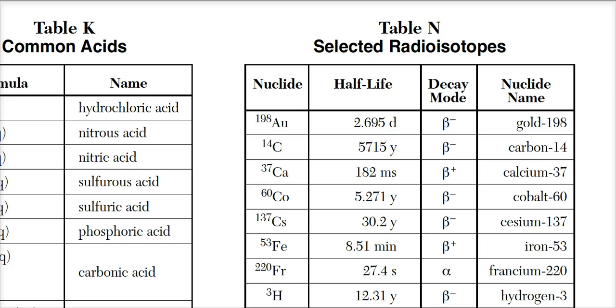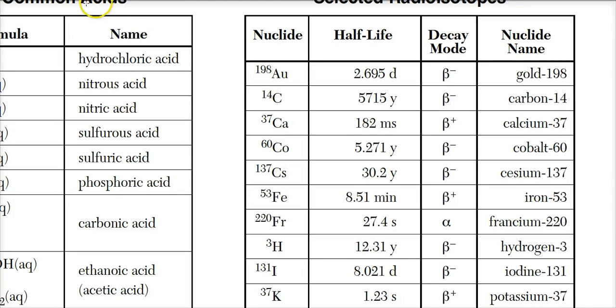So here's our Table N, selected radioisotopes. These are the isotopes of some elements that are radioactive. They have an unstable nucleus, and let's go find our element that we're talking about. In this case, the isotope of hydrogen that is radioactive. And here's our tritium, H3. Notice they don't need the 1 there. The H implies the 1. And look at our half-life, 12.31 years.